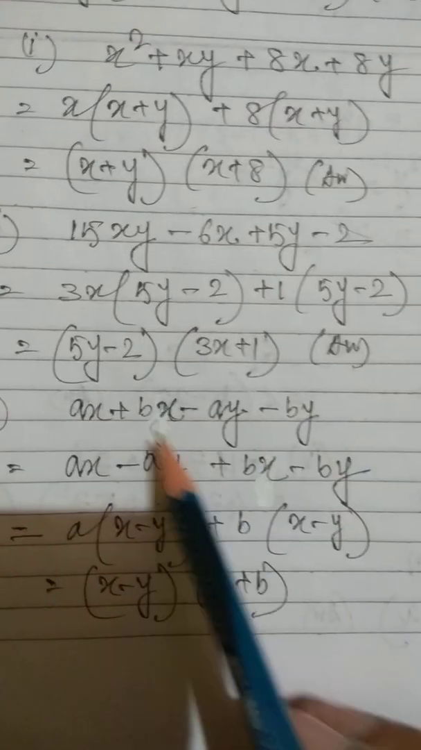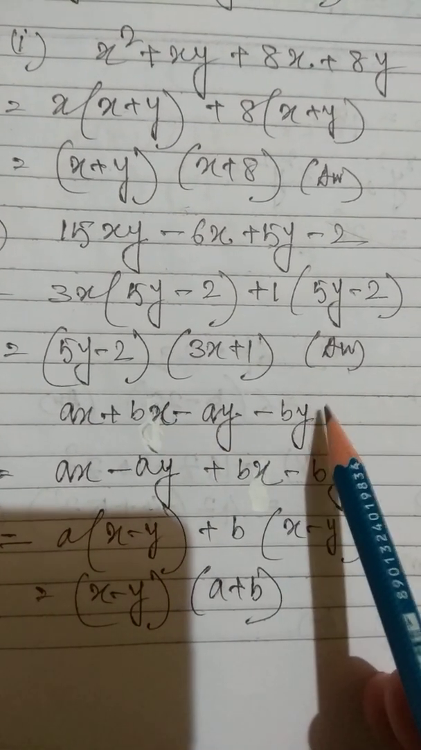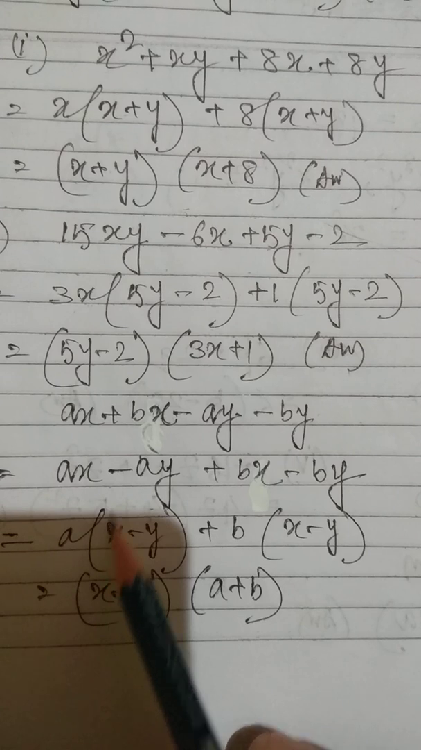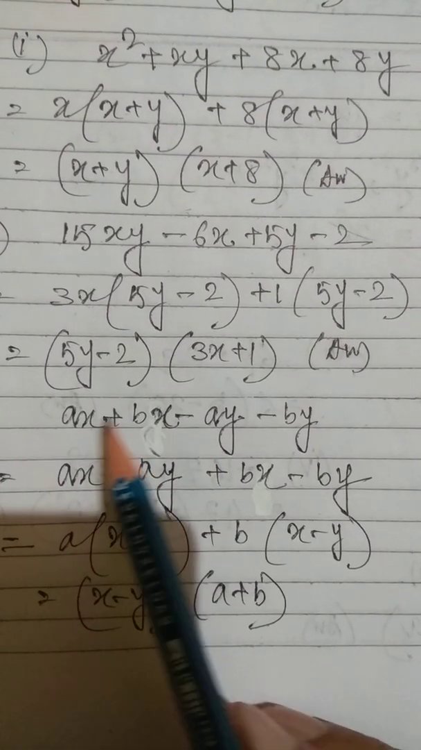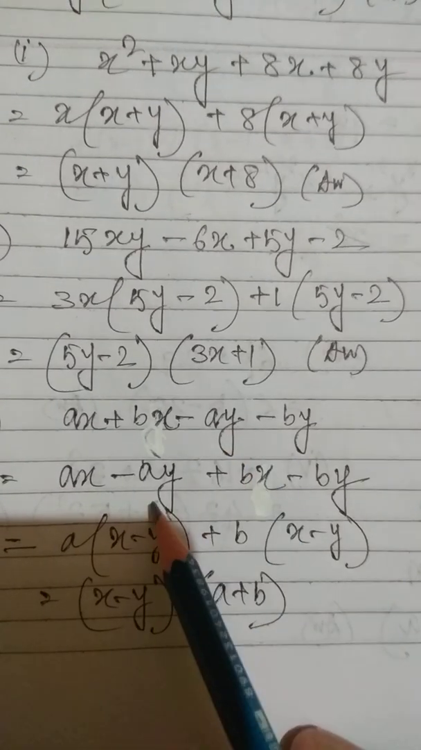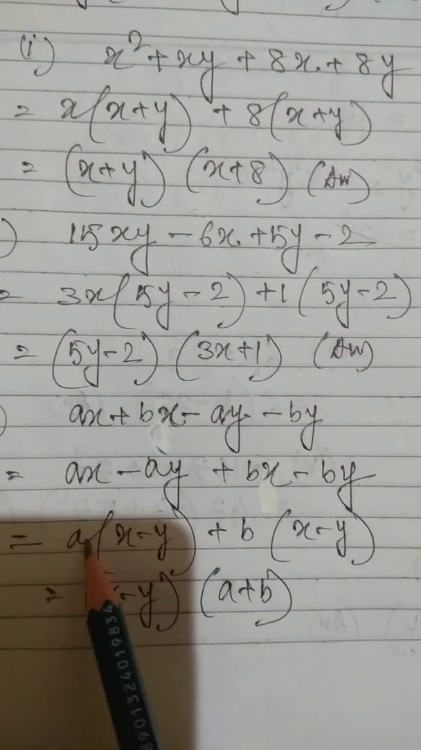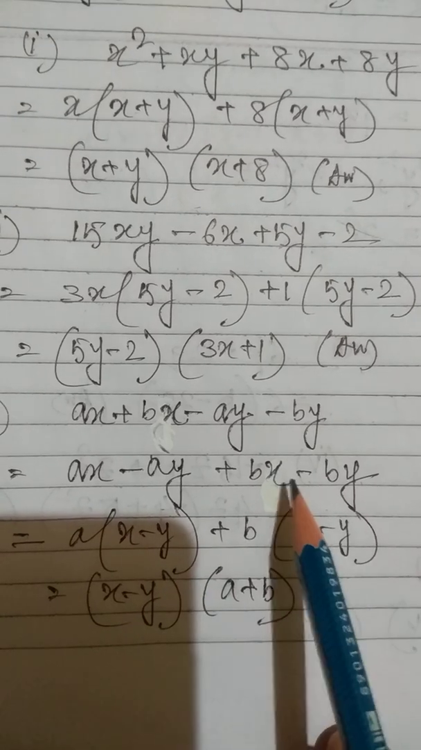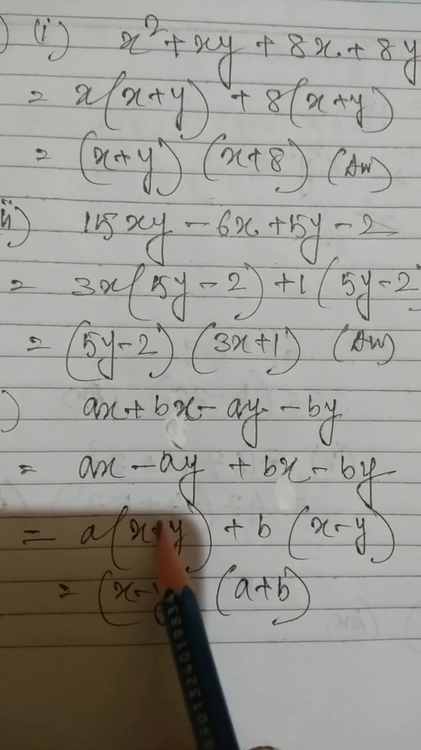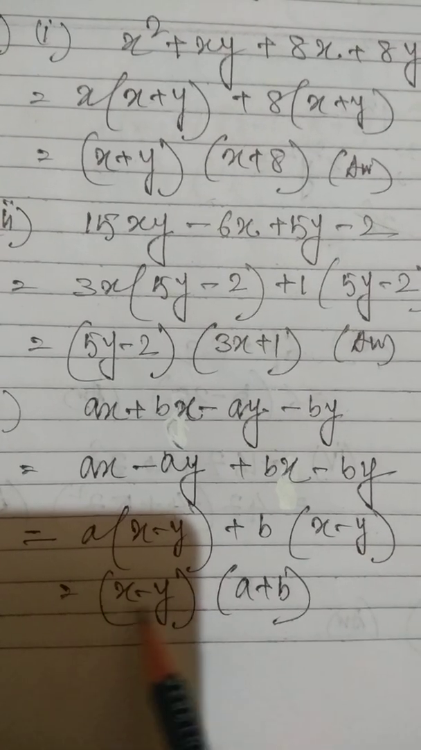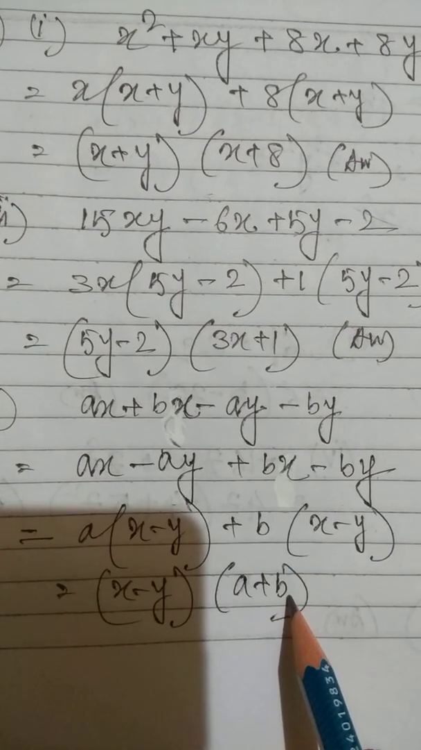Question number Roman 3: ax plus bx minus ay minus by. First we arrange this, so ax minus ay plus bx minus by. Now a into x minus y plus b into x minus y. So x minus y is the common factor, and another factor is a plus b.